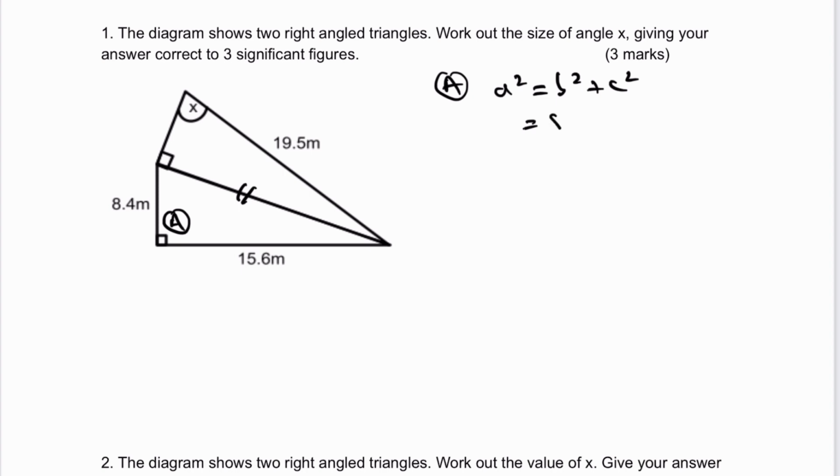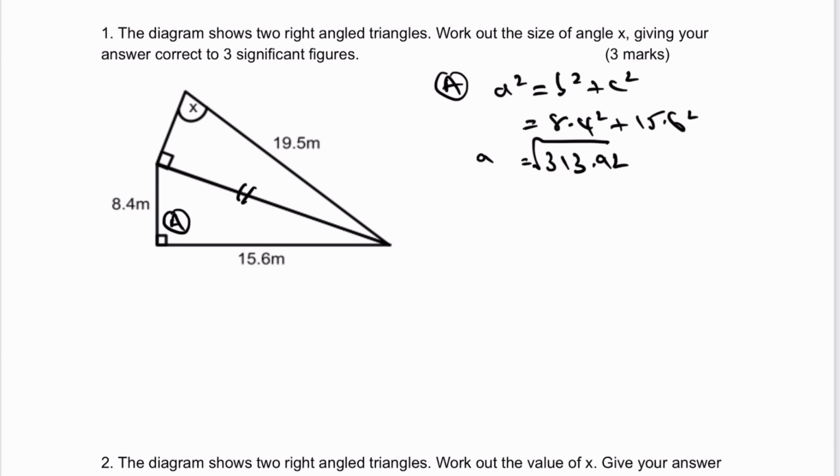So in other words, it's going to be 8.4 squared plus 15.6 squared, and when we put that into our calculator we're going to get 313.92. So basically the value of A is going to be the square root.